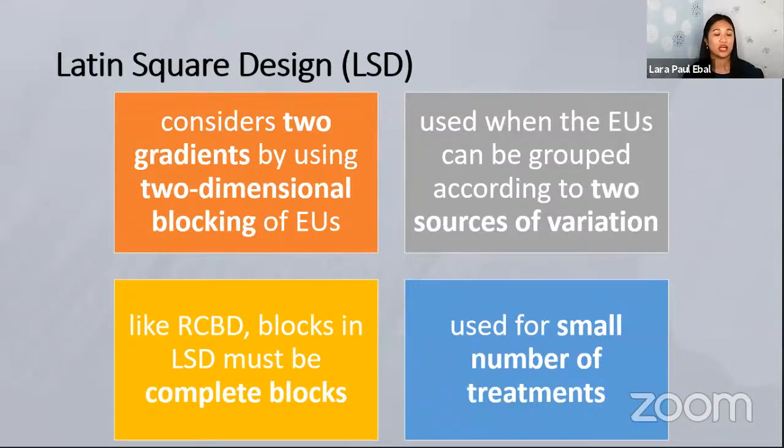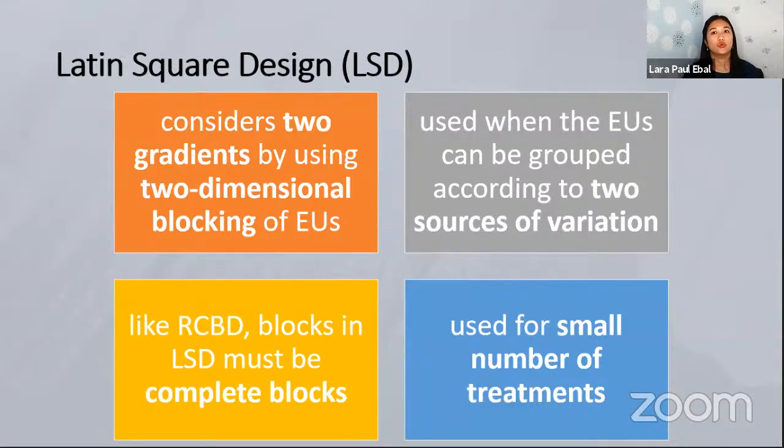We have to apply this Latin square if you have two blocks or two nuisance factors. So consider two gradients. Those are the two factors or two blocking factors, by using two-dimensional blocking of experimental units. It is used when experimental units can be grouped according to two sources of variation.